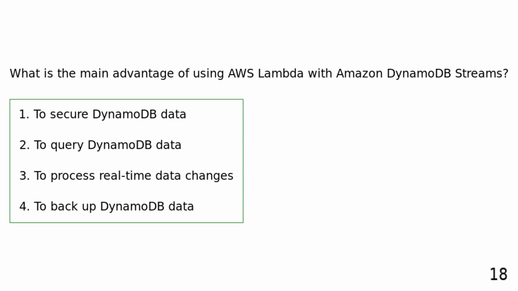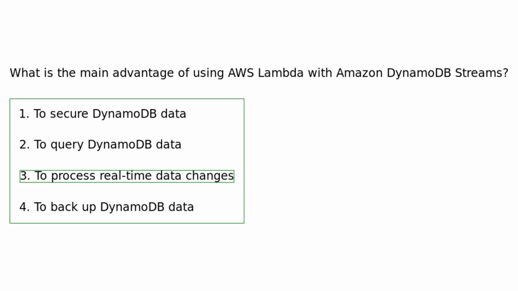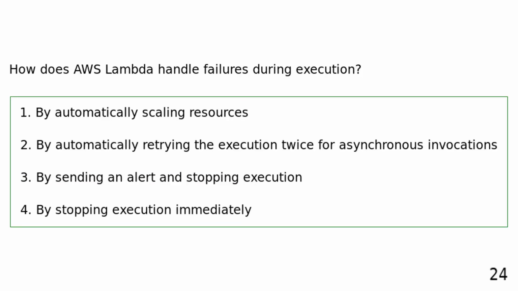To secure DynamoDB data. To query DynamoDB data. To process real-time data changes. To back up DynamoDB data. AWS Lambda can be triggered by Amazon DynamoDB streams to process real-time data changes, such as inserts, updates, and deletes. How does AWS Lambda handle failures during execution?